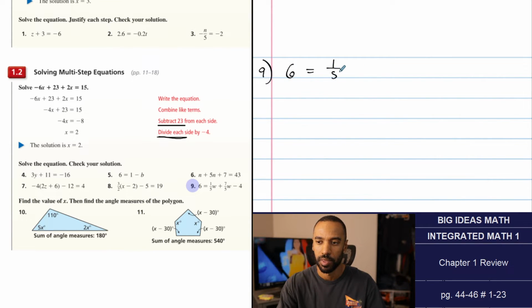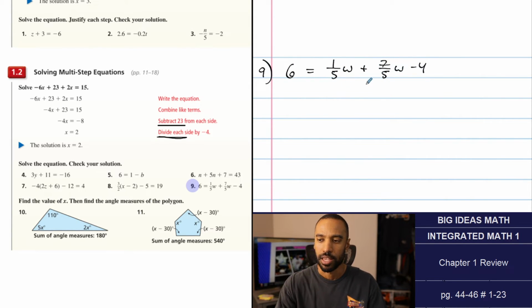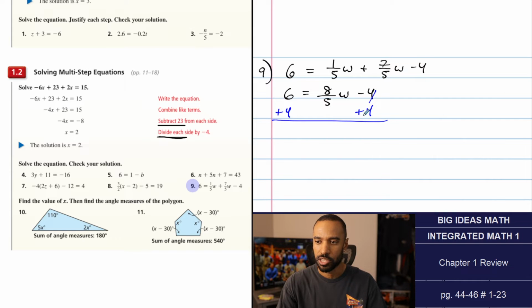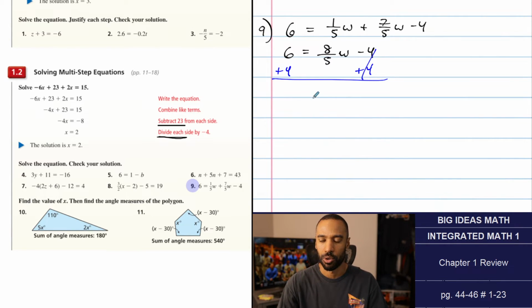We'll deal with it. Number 9 is already a fraction. Let's deal with this in this way. 1/5 w plus 7/5 w minus 4 will equal 6. As far as combining like terms go, these two can combine. 1/5 plus 7/5 is 8/5. And they both have, so it's not just a common denominator, they both have a w. So 8/5 w minus 4. So I've simplified the left side of my equation. Now I can do what we did previously, which is isolating the term with this fraction coefficient.